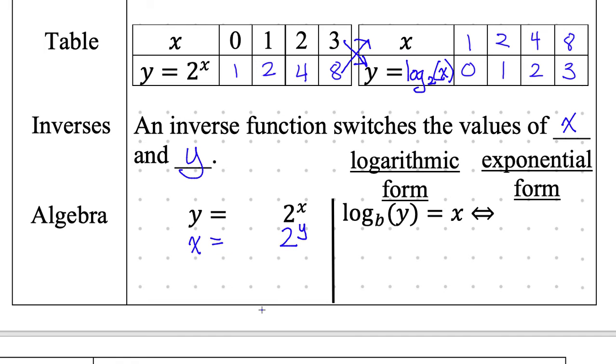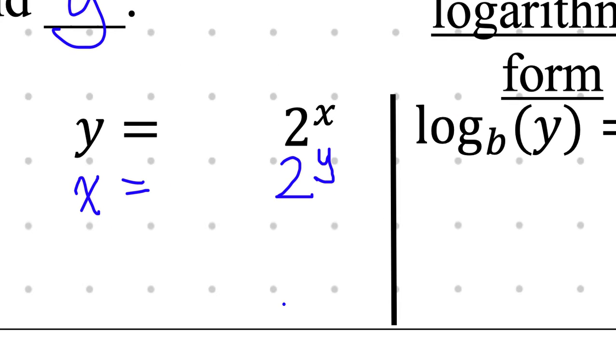I switch it in the algebra. Let me zoom in here so you can see what I'm doing. I switch it. And then I need to somehow solve for y. I need to get y by itself.